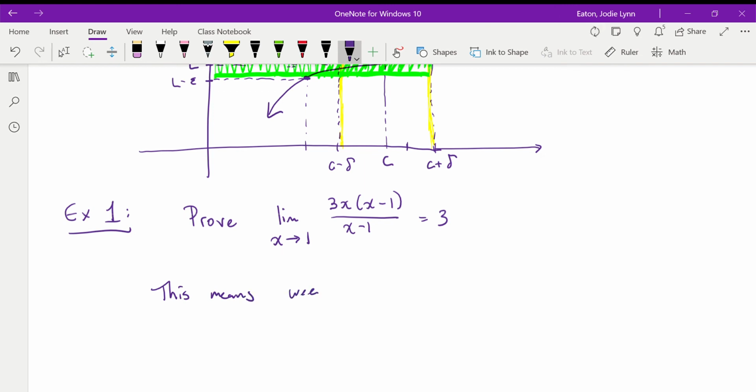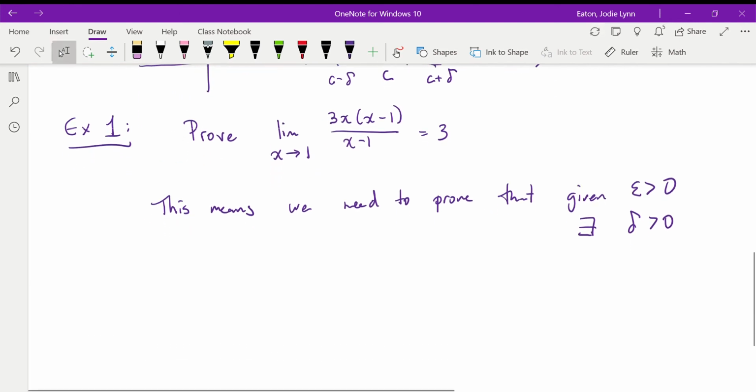We need to prove that given an arbitrary epsilon greater than 0, there exists a delta greater than 0 that satisfies the requirements. The easiest way to do this is to find that delta in terms of epsilon. For example, if we pick an epsilon, then epsilon divided by 10 will give us a delta that always works. So let's check it out for this particular problem.